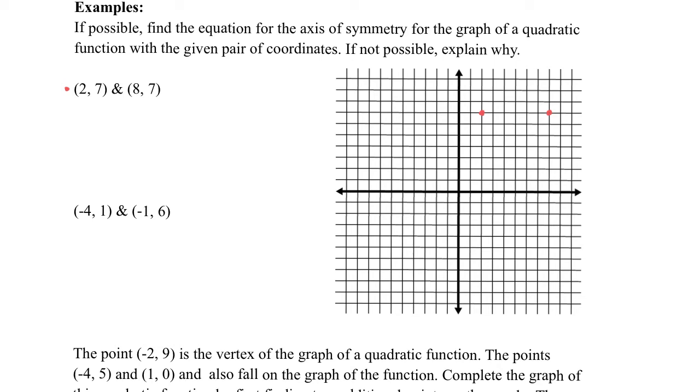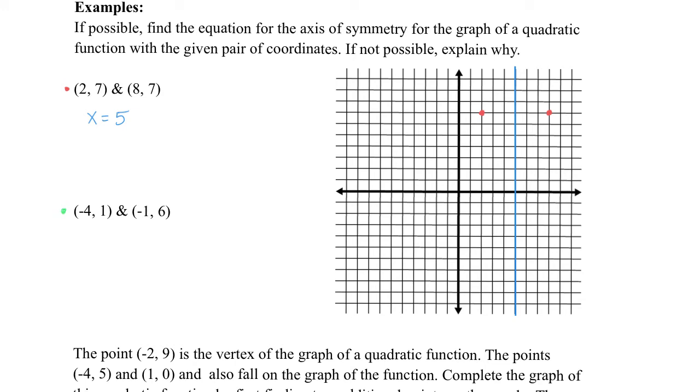Since I know that parabolas are symmetric, I now know that the axis of symmetry is going to be halfway between these 2 points to make it symmetrical. So that must mean that my axis of symmetry is right here. There's my axis of symmetry for that one, because it's halfway between the points. So in this case, yes, I can figure out my axis of symmetry. It's x equals 5, halfway between those 2 points.